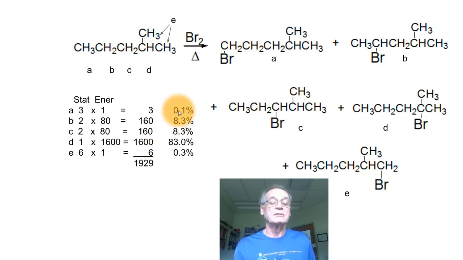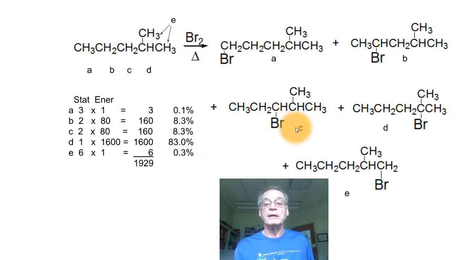Dividing it out, you get way less than 1% of A, and that's, again, primarily because it's primary, and you get very little primary with bromination. About 8% of B and C, again, less than 1% of E, but fully 80-some% of D.